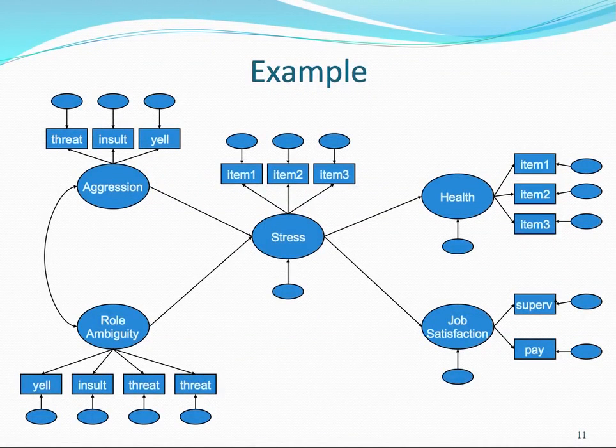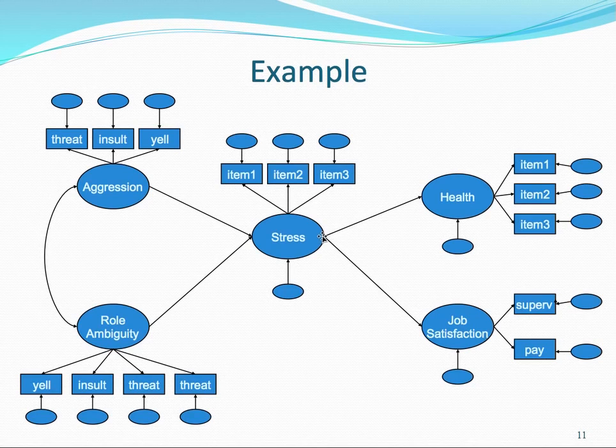Here's an example of a structural model where we have 5 latent variables: aggression, role ambiguity, stress, health, and job satisfaction. Each latent variable is represented by a number of observed variables or indicators. So for example, job satisfaction has 2 indicators, that of supervisor and how much people are paid. Health has 3 indicators, and so on. These ellipses on the ends of each item represent error terms. So each item has an associated error term, as we know that our measures are not perfect and they do have some error. So this is again the advantage of using structural equation modeling over regression.